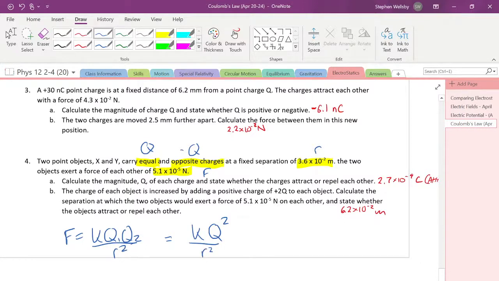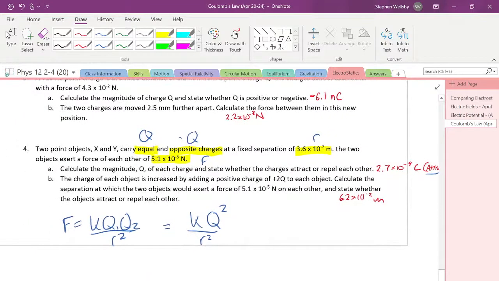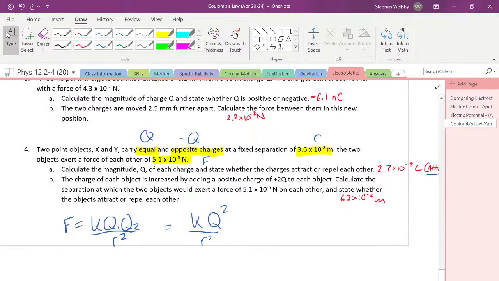And we just have to recognize that if they're opposite charges, then that means that there's going to be an attractive force, which is the answer over here. So they are going to be an attractive force because they're opposite, and that's what we need to keep track of, not necessarily the signs, but just whether or not they're going to go towards or away from each other.